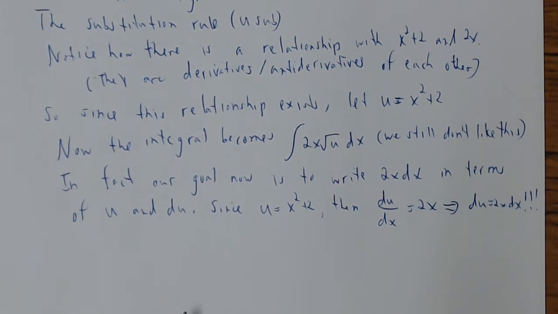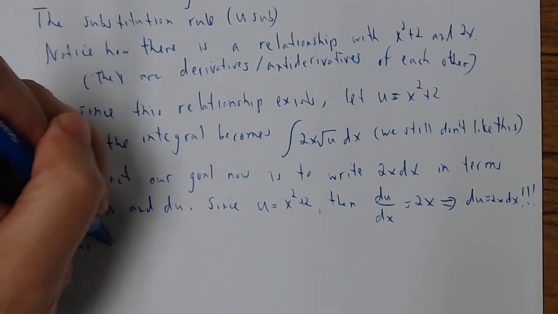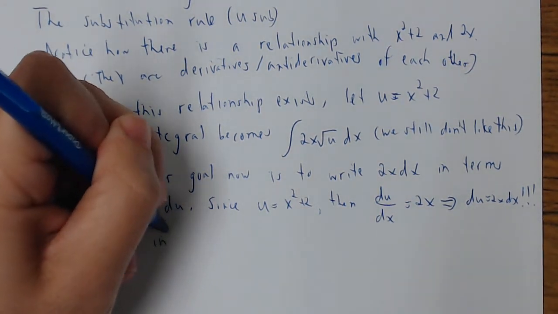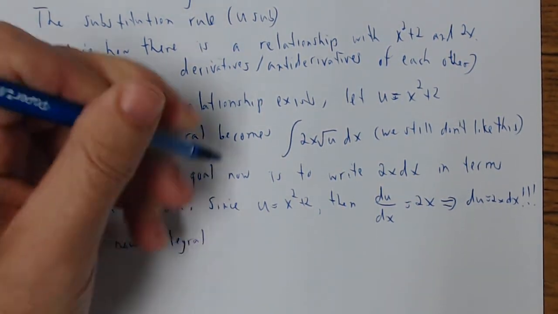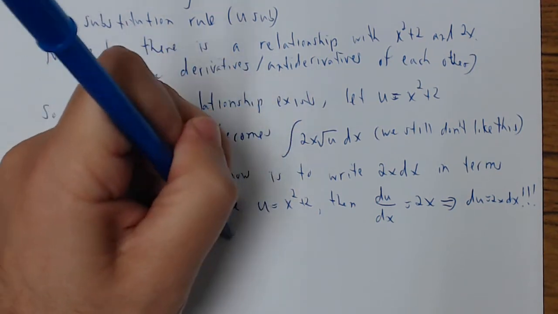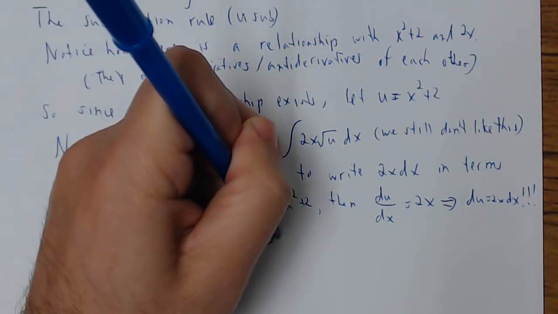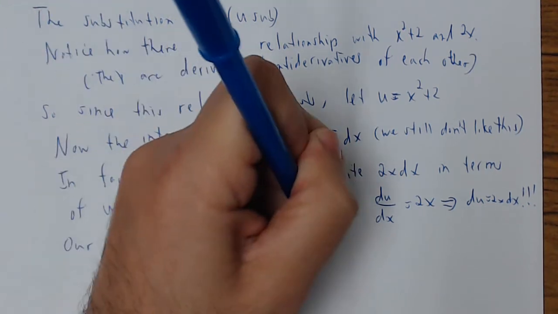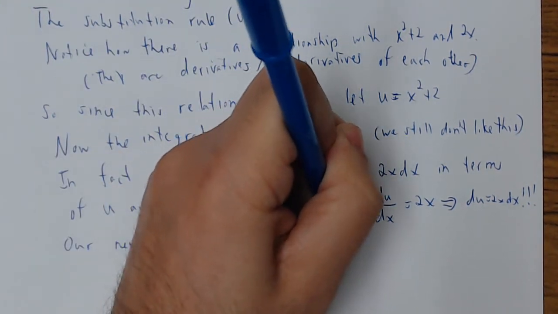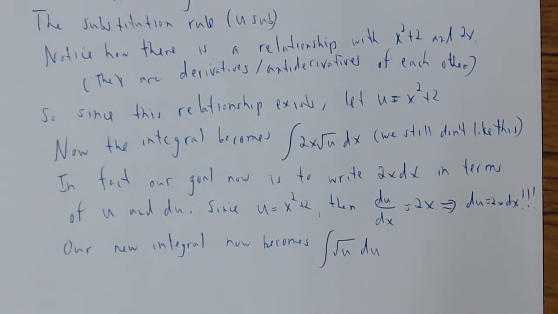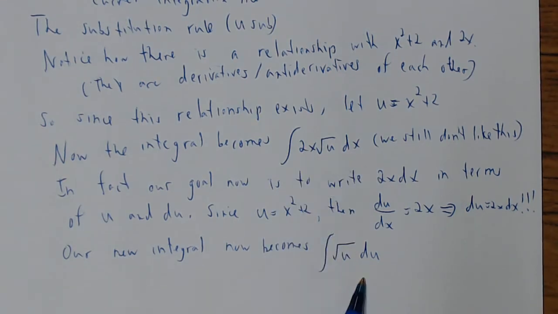So our new integral now becomes the integral of square root of u du, because the 2x dx becomes just a du. Now look at how nice that is. I mean, this is such an easy integral to find.